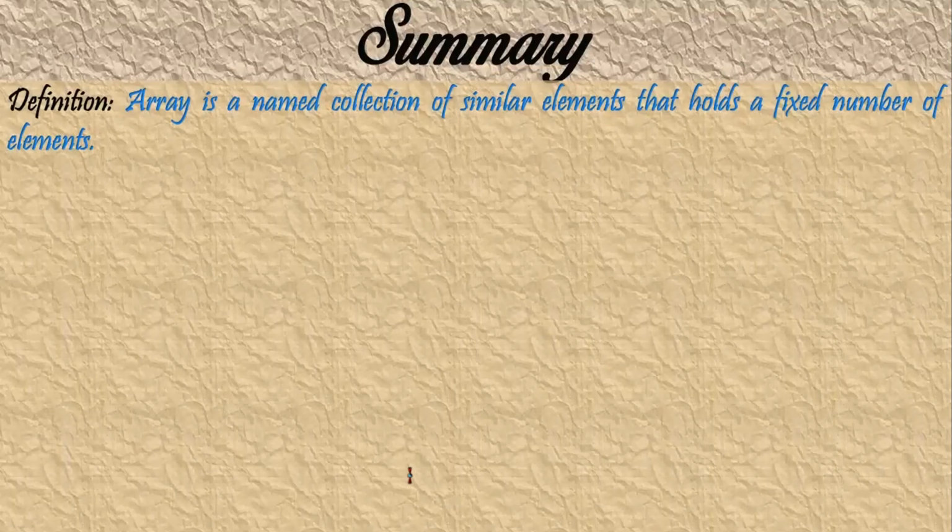Let us revise. Definition: an array is a named collection of similar elements that holds a fixed number of elements. So we cannot change the length of the array once it is declared, and all the elements will be the same data type. We cannot have different data types in a single array.